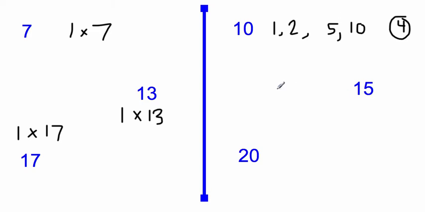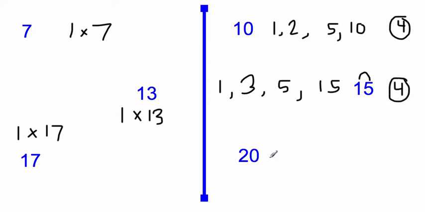Now we'll list the factors of 15. So 1 times 15, and then if I add 1 and 5 up, I get 6, and 6 is divisible by 3, so that means 15 is divisible by 3. So 3 times 5 is 15, and there aren't any other factor pairs that equal 15. So it's 1, 3, 5, and 15 are the factors of 15, so there's 4 total factors.